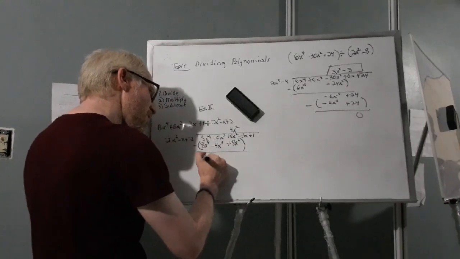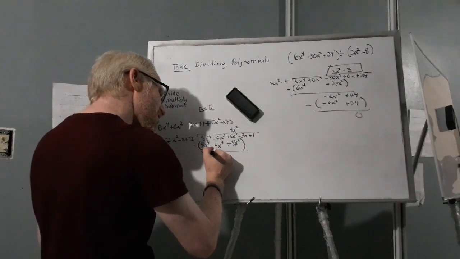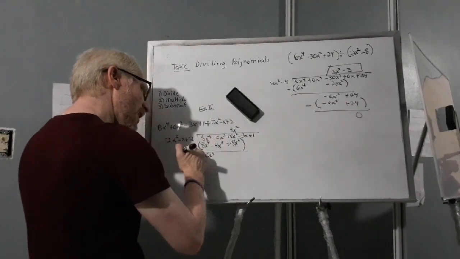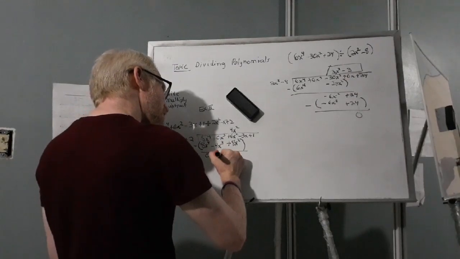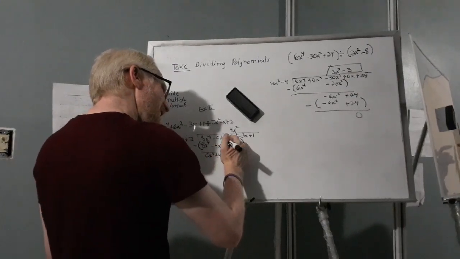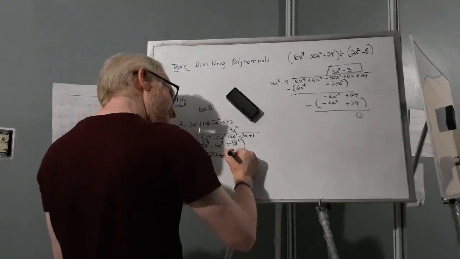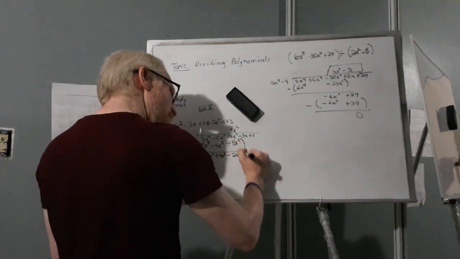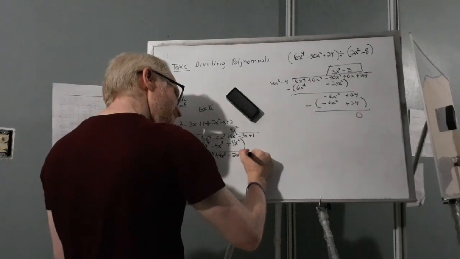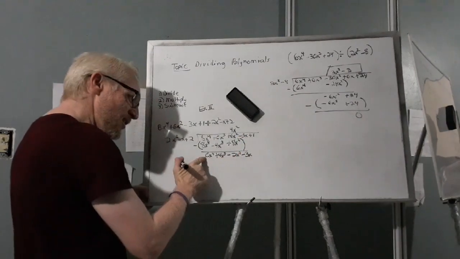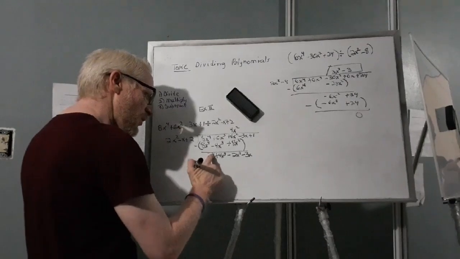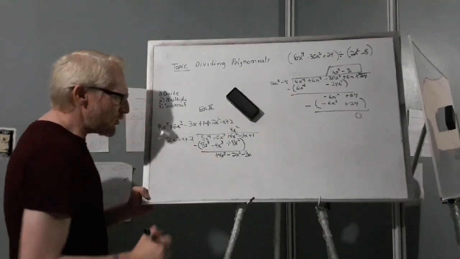And 8 minus 8 is 0x to the power of 4. 0 minus negative 4 is actually plus 4x cubed. And 6 minus 8 is negative 2x squared. And I bring down the 3x. I don't need to write the 0x to the power of 4, so I'm going to go ahead and erase it. Now all I need to do is repeat.